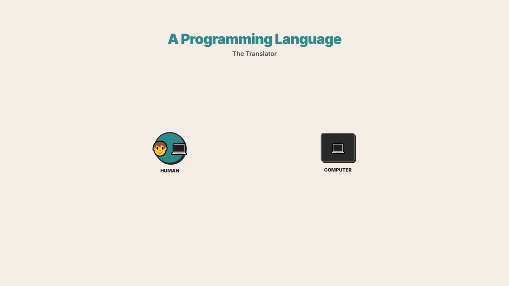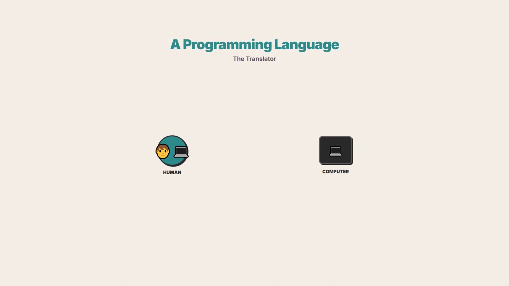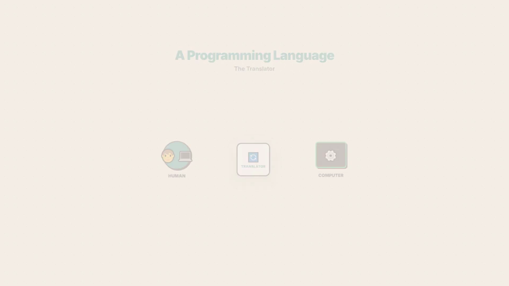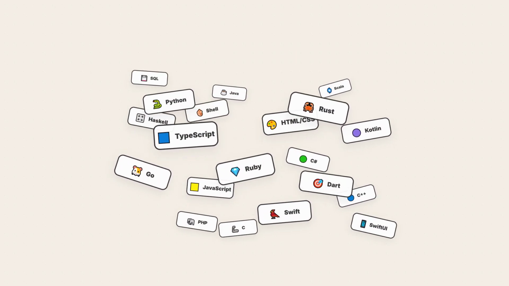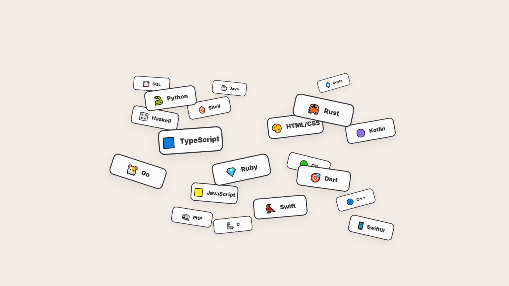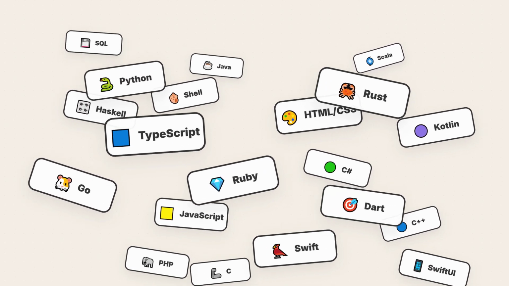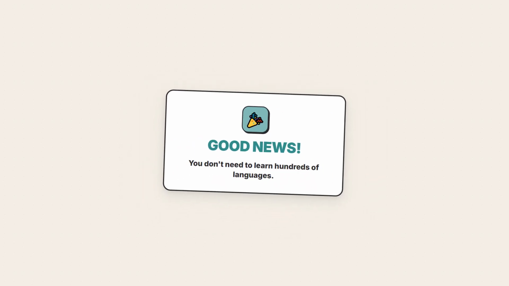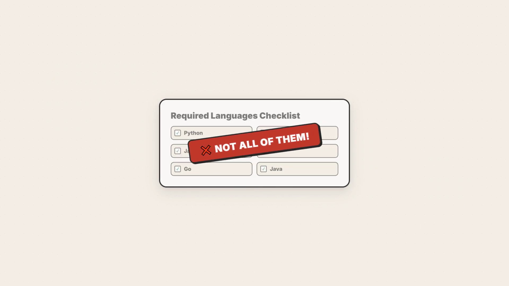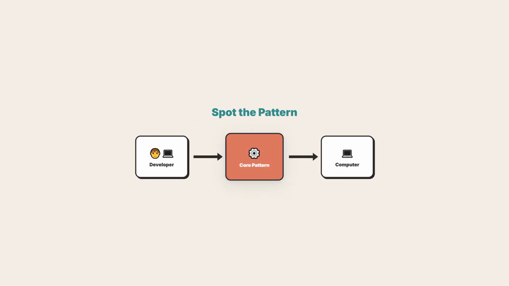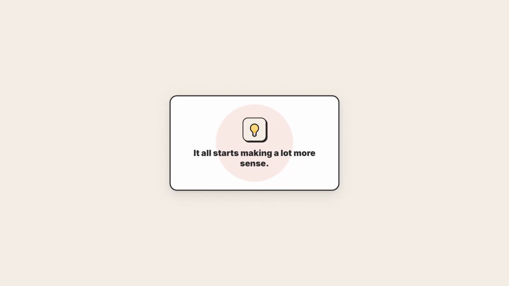Okay, so now you know what a programming language is. A translator between you and the computer. But here's the thing. There are hundreds of programming languages out there. Hundreds. And that's honestly a bit overwhelming when you first see it. And the good news? You don't need to know all of them. You just need to understand how they're organized. Because once you see the pattern, it all starts making a lot more sense.